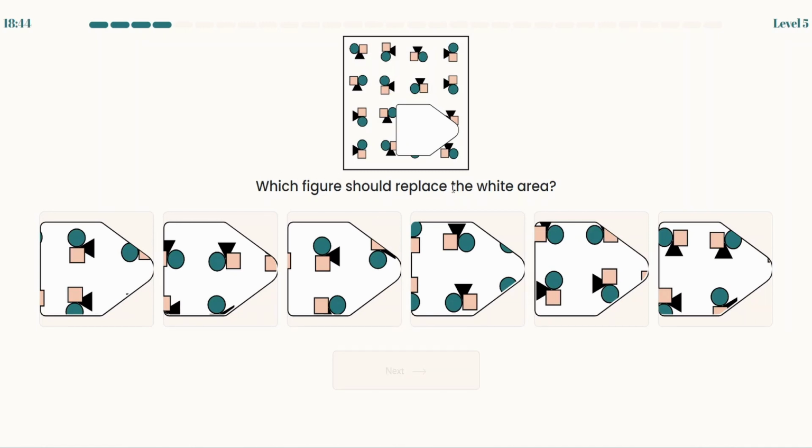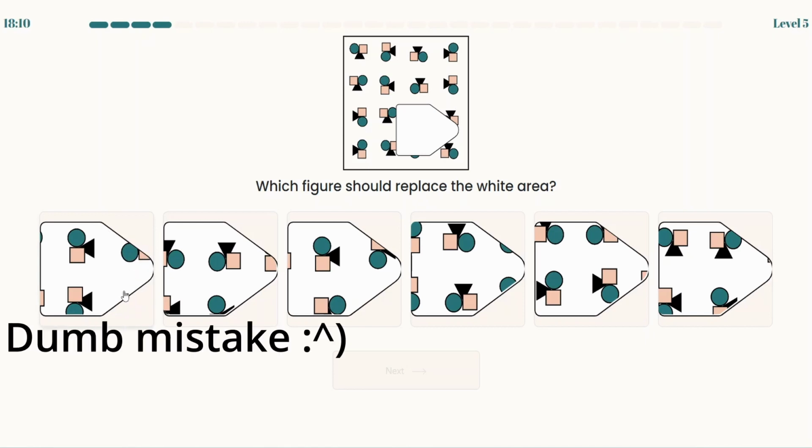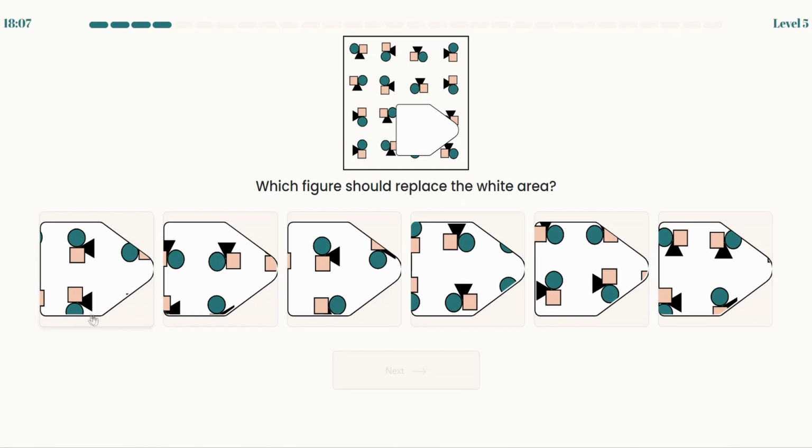Which figure should replace the white area? So the first thing I see is that there should be a blue circle on the top right and a bit of a black triangle on the bottom right. So blue circle on top right. It's this one. Blue circle on top right with some pink, blue bottom right, and half of a circle on the bottom left.